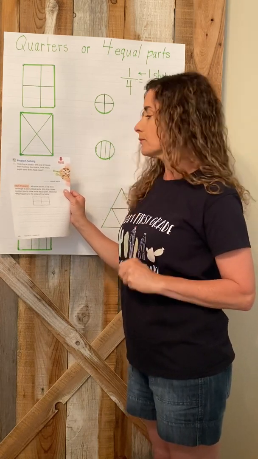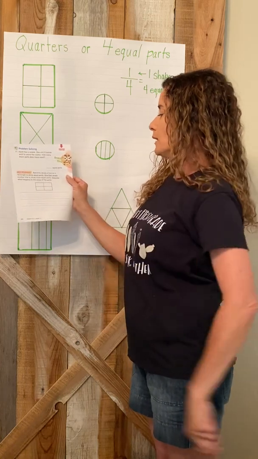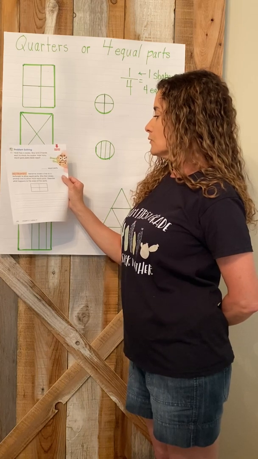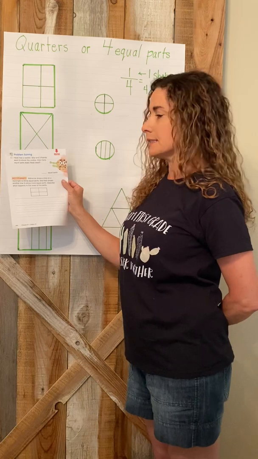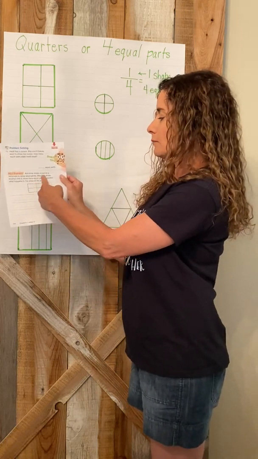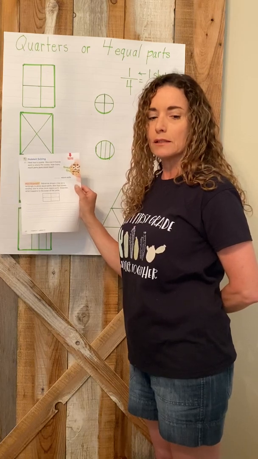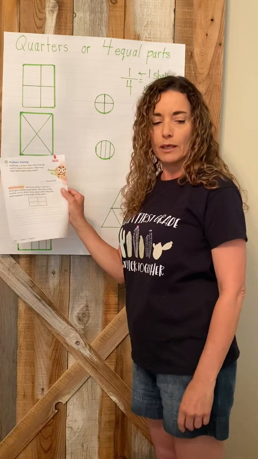This one says, Adrienne draws a line on the rectangle to show equal parts. She then draws another line to show equal parts. Describe what happens to the size of the parts. Each time you cut the parts, what happens to the size of each piece? Okay, so think about that carefully and write a sentence telling me what happens.